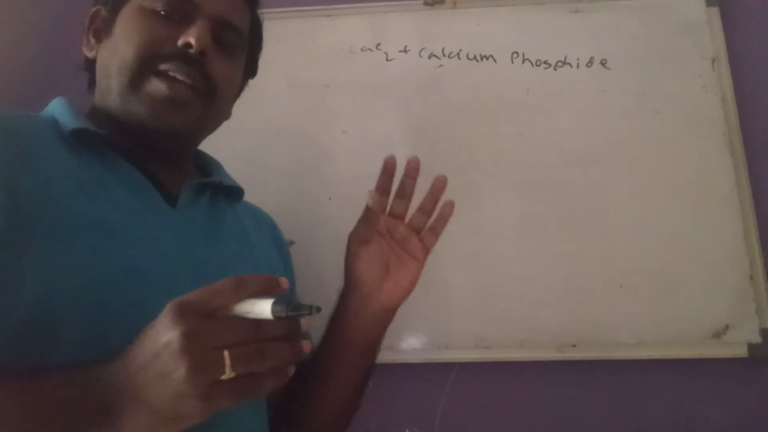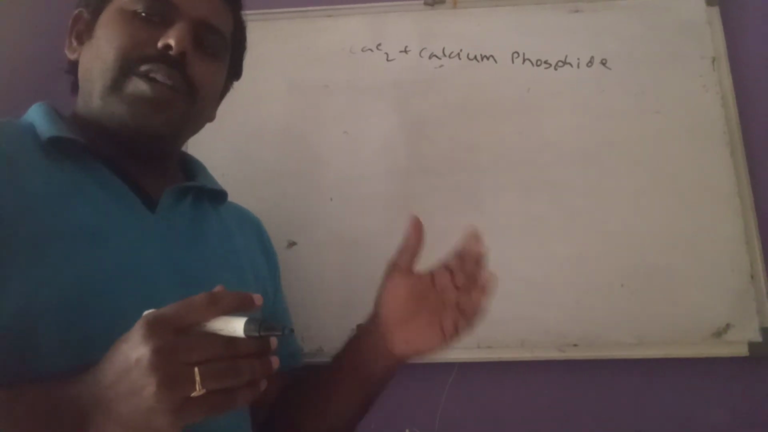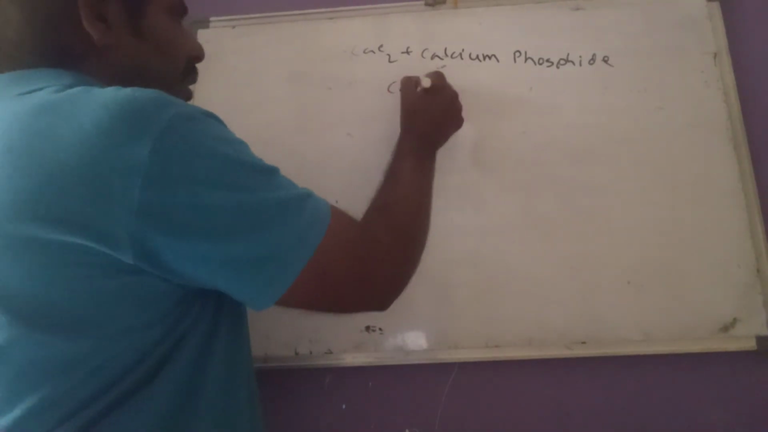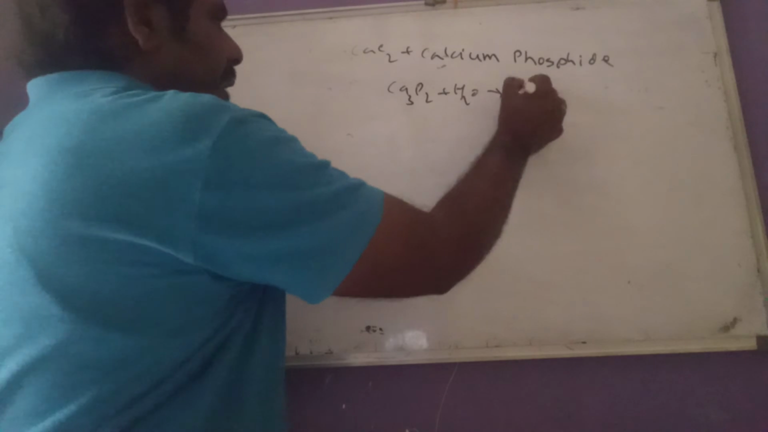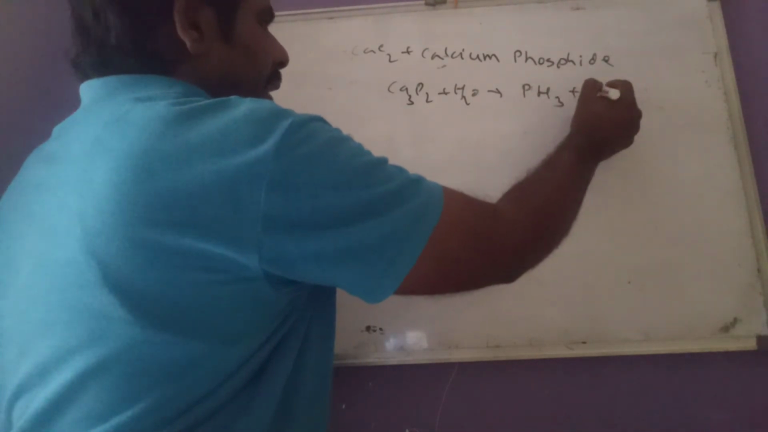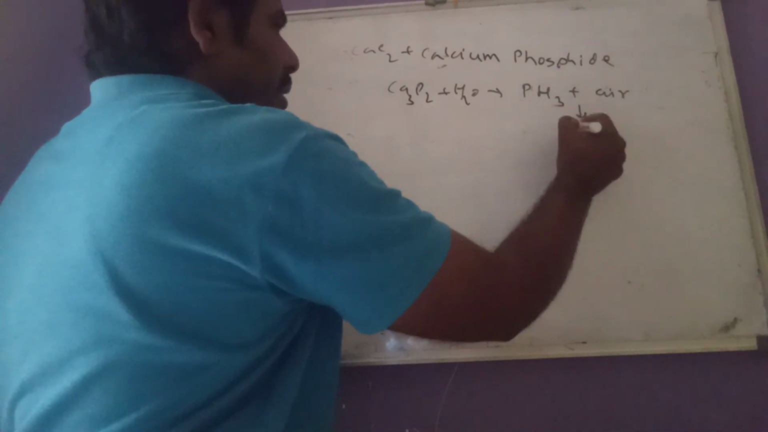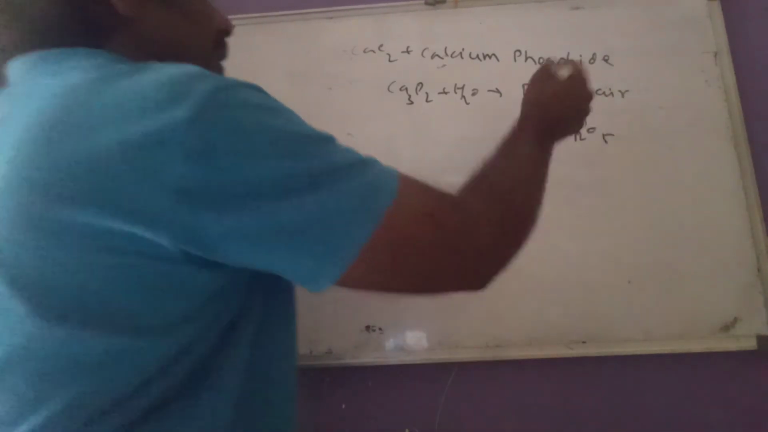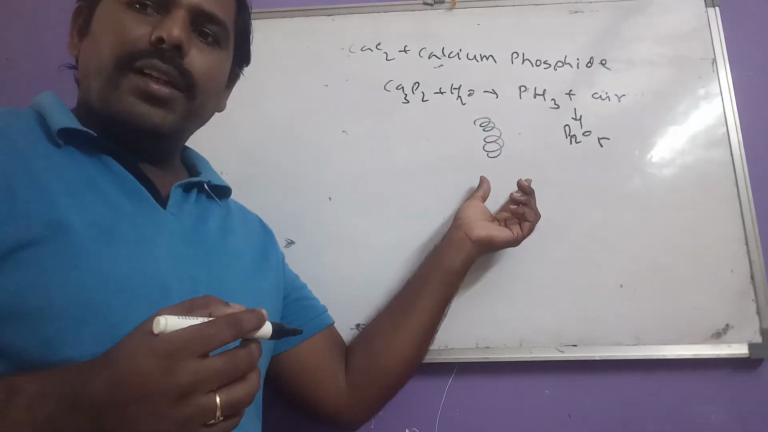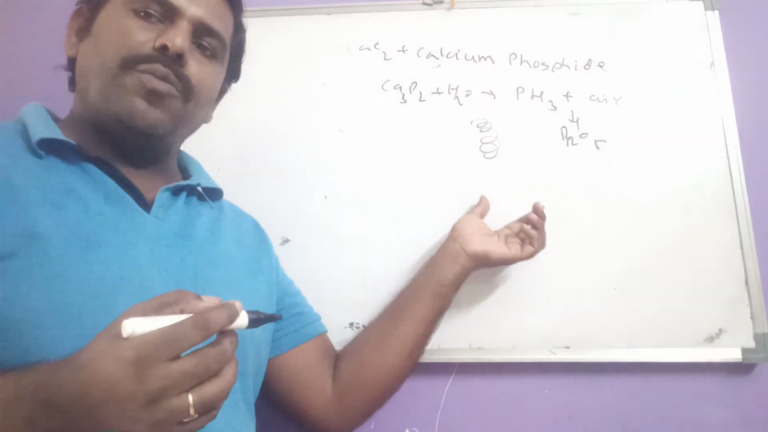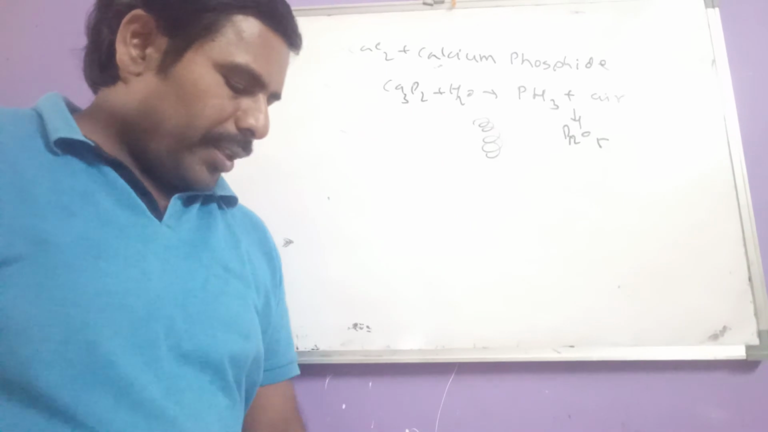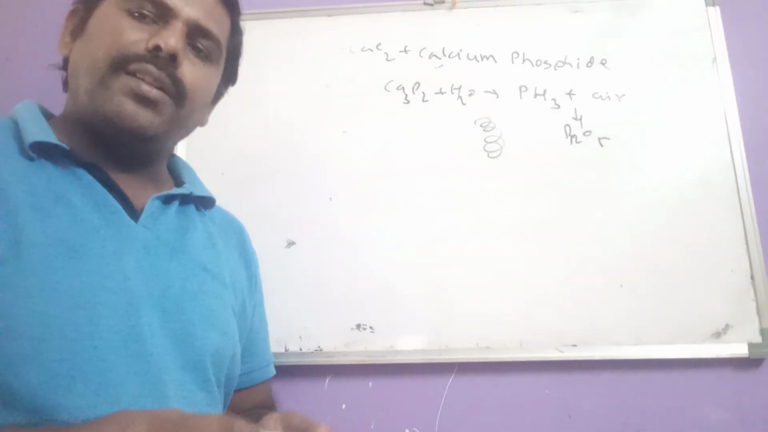Whenever calcium phosphide, Ca3P2, is thrown into the water, it reacts with water and produces phosphine, and on combustion in air, due to the formation of phosphorus pentoxide, it creates smoke screens. So these are used to create smoke screens and also in the creation of Holmes signals. So these are the uses of phosphine.